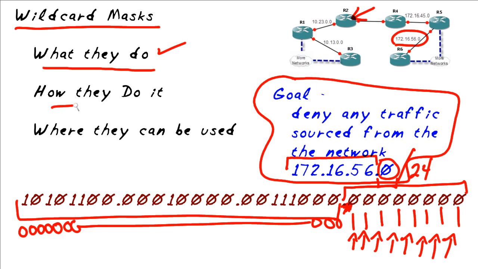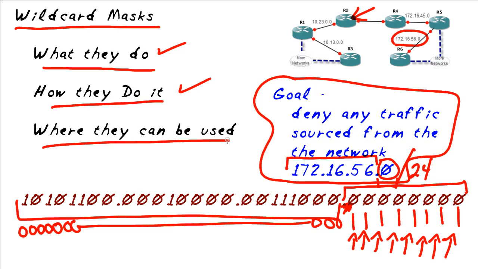How they do it is they do a one-to-one comparison. Bit for bit for bit for bit. If the wildcard bit is on, it's like a party. We don't care what the corresponding bit is. It could be anything. If the wildcard bit is set to 0, it's not wild. That bit has to match. And where can they be used? They can be used in access lists and one other place.